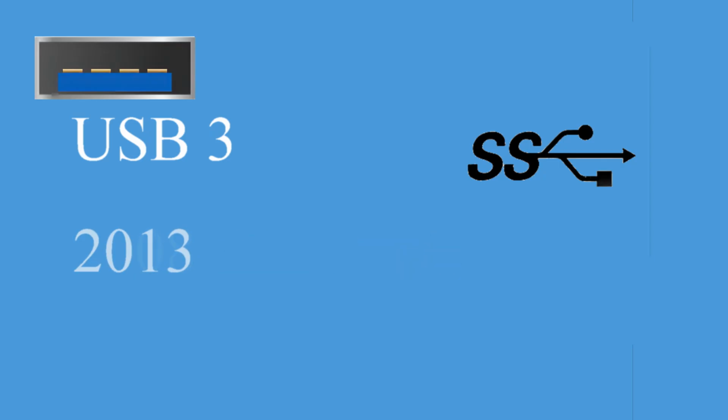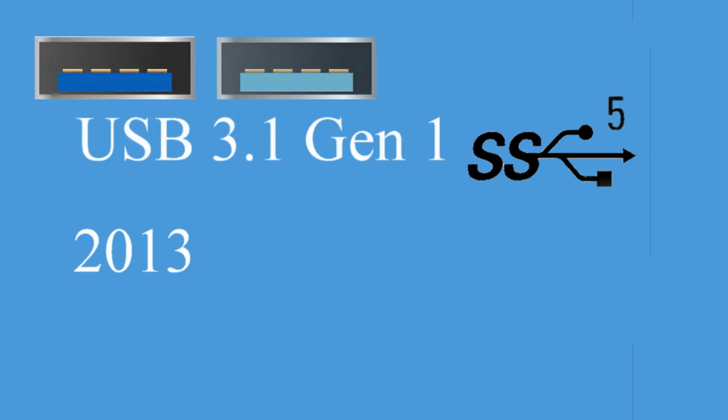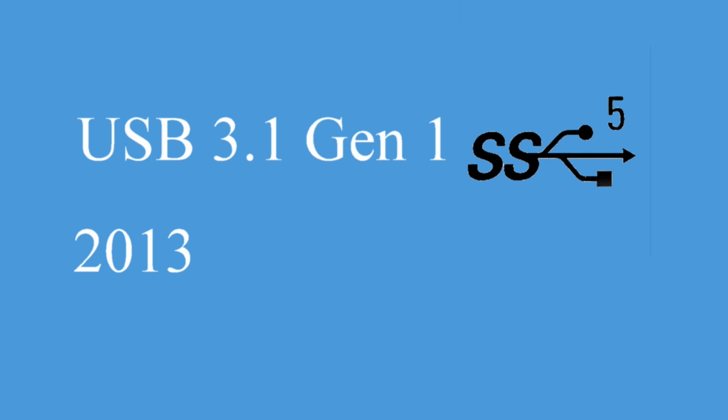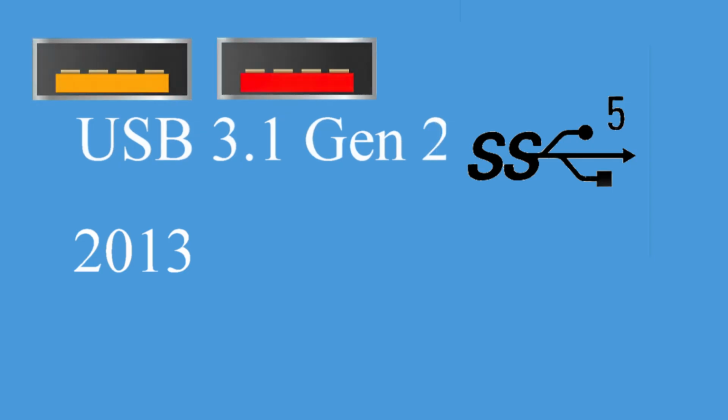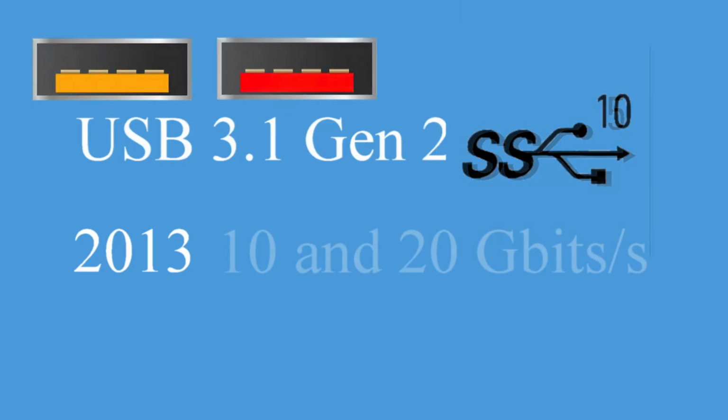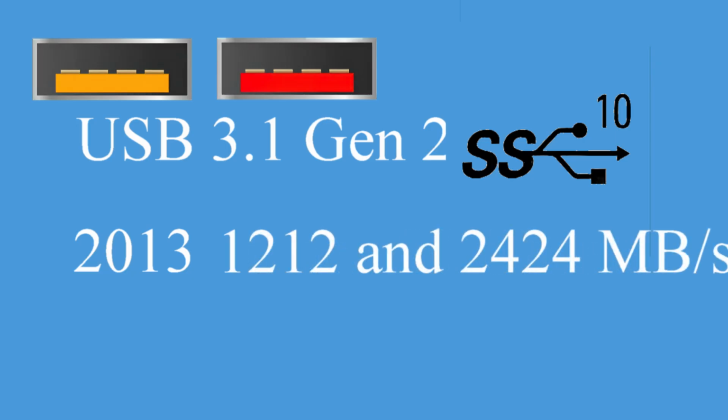In July 2013, USB 3.0 was renamed to USB 3.1 Generation 1 and given the color teal. It introduced a new SuperSpeed Plus architecture and protocol, with a second operation mode named USB 3.1 Generation 2. Ports supporting this new mode are red or orange colored. This new mode supports speeds of 10 and 20 gigabits per second, that is raw data rates of 1012 and 2424 megabytes per second respectively.